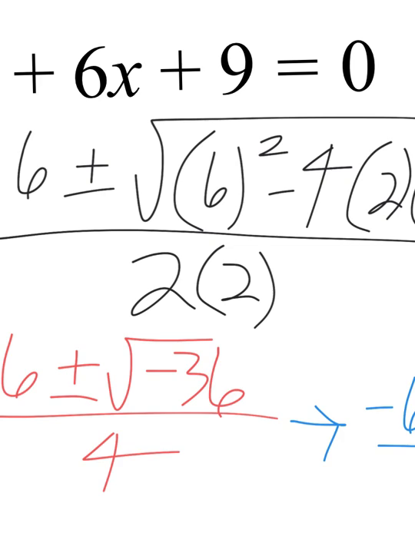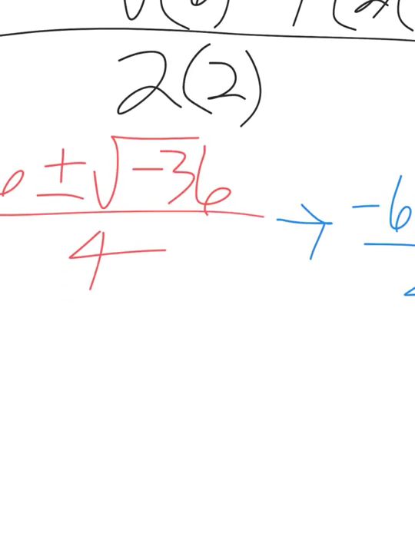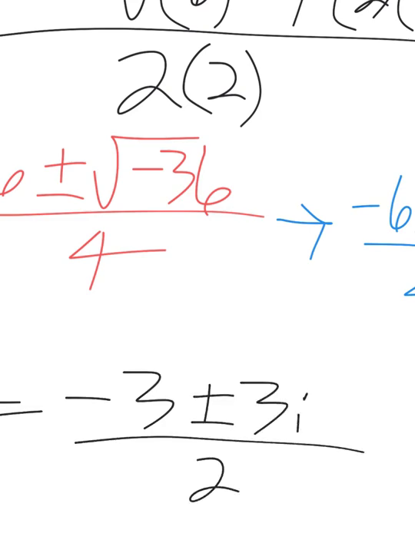And so you'll notice that both of these are 6's, so 6 over 4 simplifies to 3 over 2. So I can simplify both of these. I'm going to say for the final answer, x equals negative 3 plus or minus 3i, all over 2. Because that would be the simplified fraction. Negative 6 over 4 is negative 3 over 2. 6i over 4 is 3i over 2. All right, so yeah, that would be the final answer to number 10.